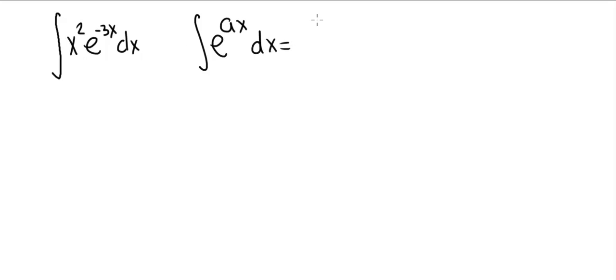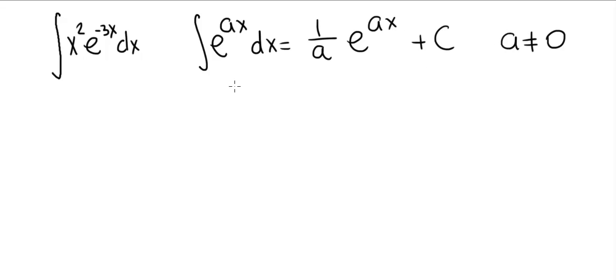Let's evaluate the integral of x squared e to the negative 3x by using integration by parts. Recall that the integral of e to the ax is equal to 1 over a e to the ax plus c for any a not equal to 0. And we're going to need that toward the end of this problem.